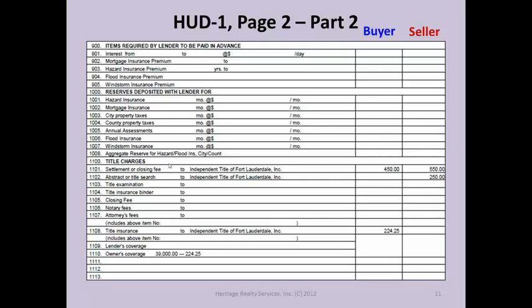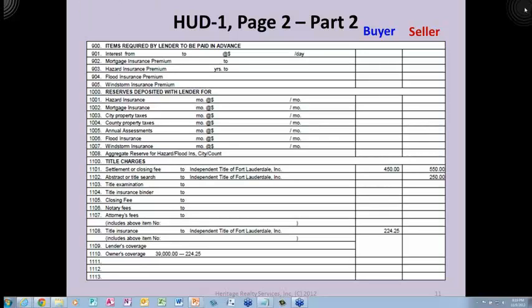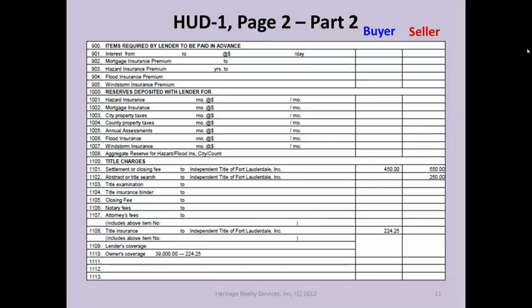Now let's get down into what's important, title charges. There's a settlement or closing fee to begin with, and there's one for the buyer and one for the seller. Now, as you can see here, my closing fee on this side was $450. Seller side was $550. Is that a good amount or is that normal? What is that? It's what the closing agent charged on this particular transaction. He also charged $250 for the abstract of title.